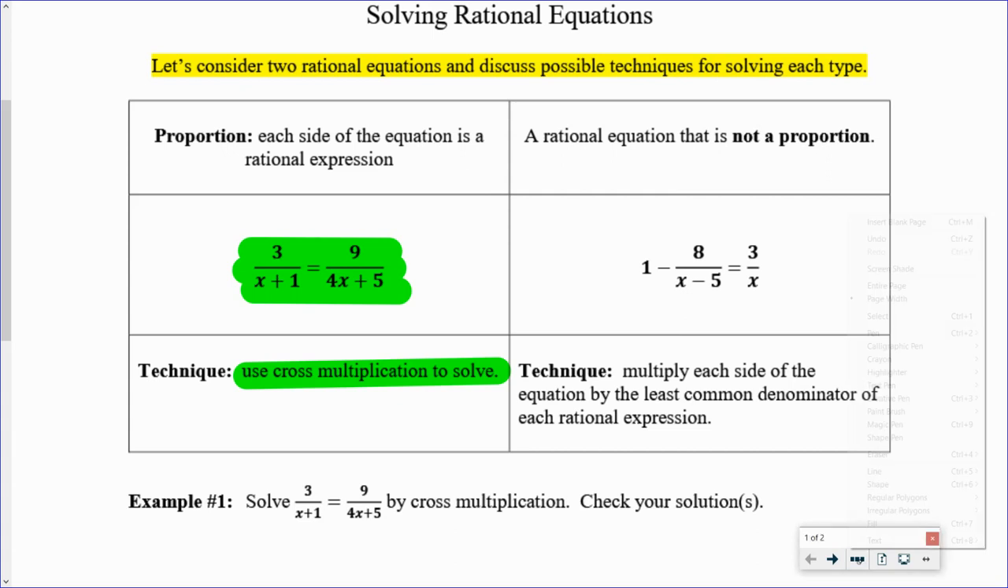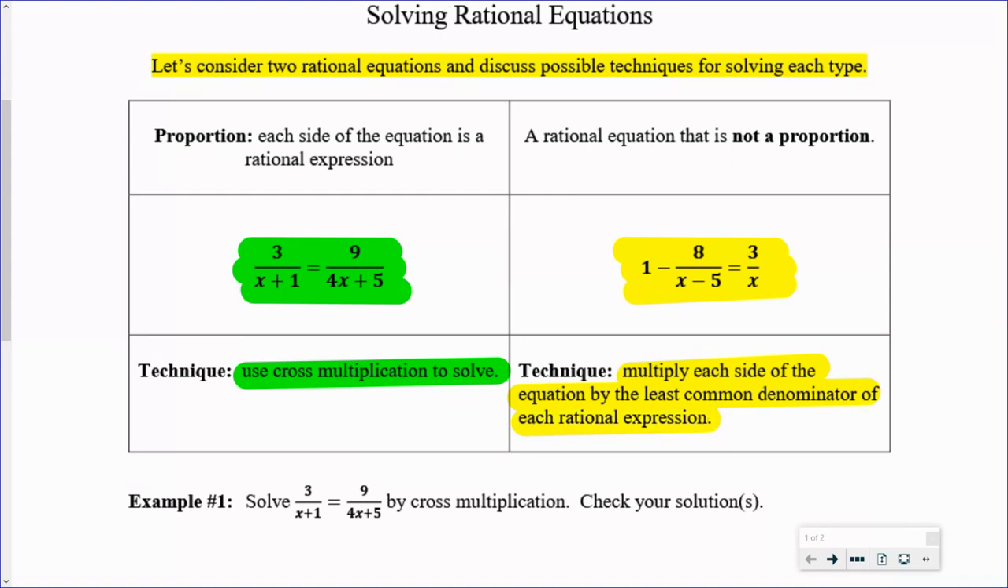Second scenario that we might run into is a rational equation that's not a proportion. This is an example right here of a rational equation that is not a proportion. The technique that we're going to use is to multiply each side of the equation by the least common denominator of each rational expression.